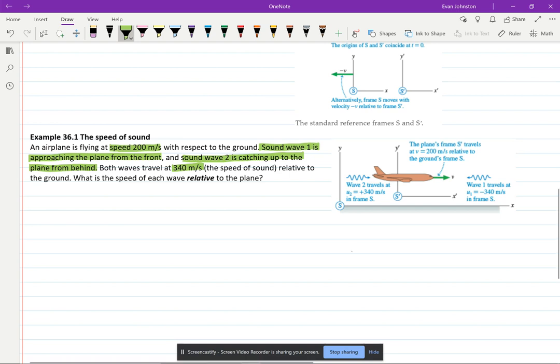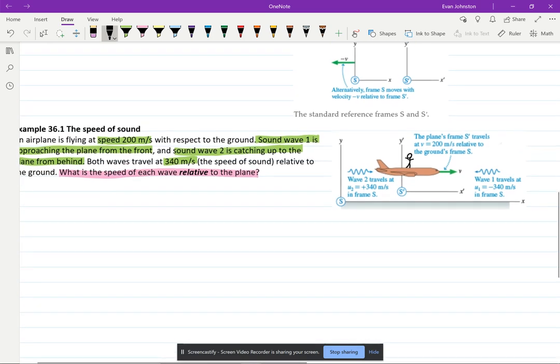What is the speed of each wave relative to the plane? So really it's saying that the plane is the reference frame we want to use. It's not saying pretend you're on the ground, it's saying pretend you're chilling here on the plane. So you're here on the plane, and there are some mathy equations we can talk about, like Galilean transformations. I don't want to do that. Let's just use common sense here.